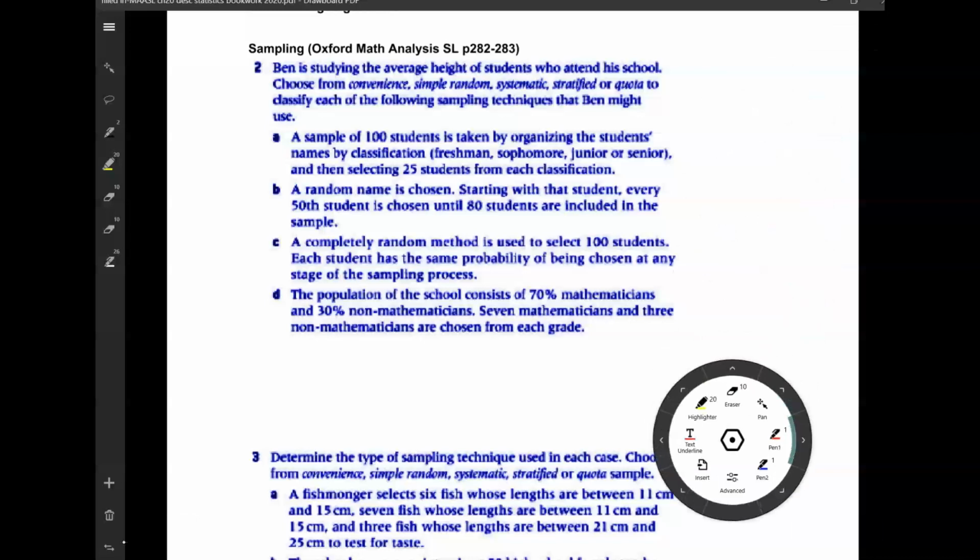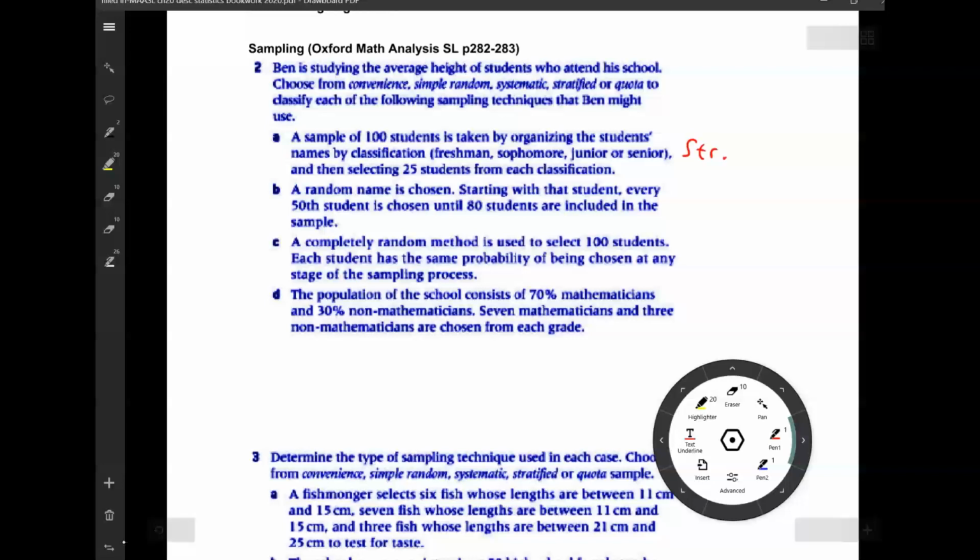Okay, so in the first one it says a sample of 100 students is taken by organizing the students' names by classification, freshman, sophomore, junior, senior, and then selecting 25 students from each classification. So if you divide up the population into different groups and you select some people from each one of the groups, this is either stratified or quota. And in the case that you just choose the same number of people from each group, like in this case, then it's going to be stratified.